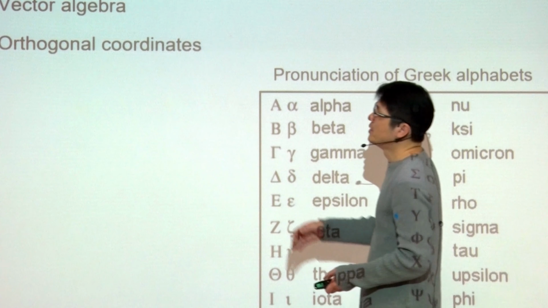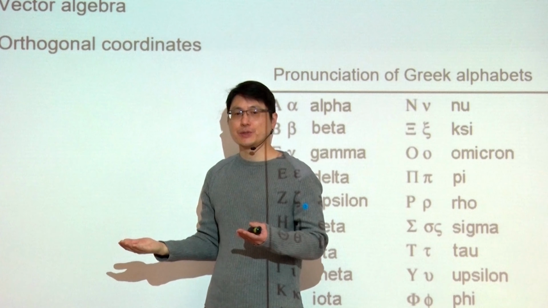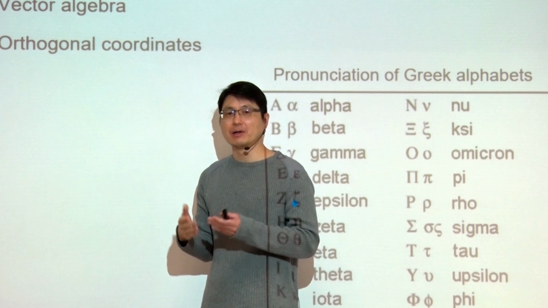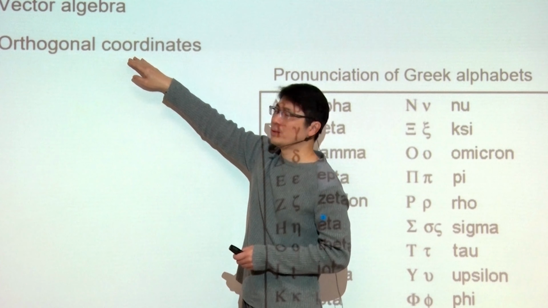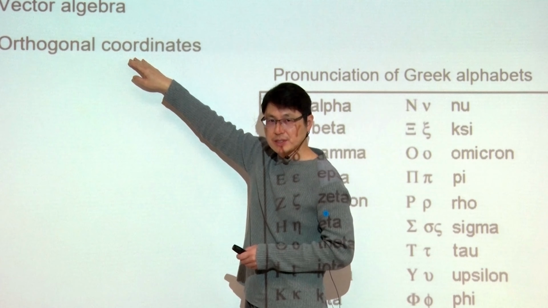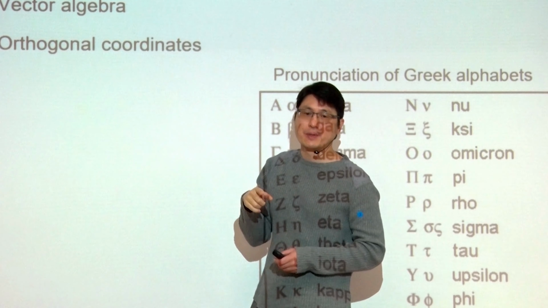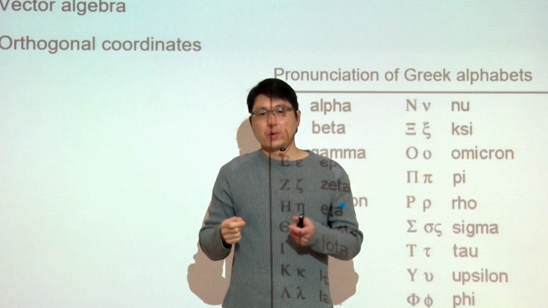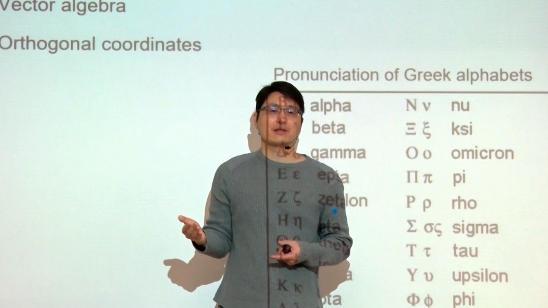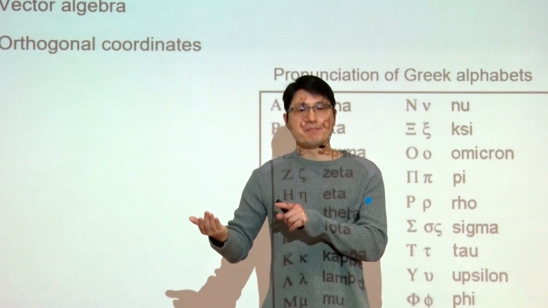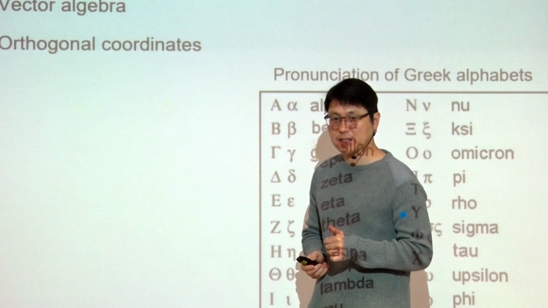We are going to focus on vector algebra: how to add, subtract, and multiply between two or three vectors. Then we'll go into the description of orthogonal coordinates. At this moment, you can think of the meaning of orthogonal. You can have a lot of coordinate systems, but they might not be orthogonal. Orthogonal has a strict meaning.